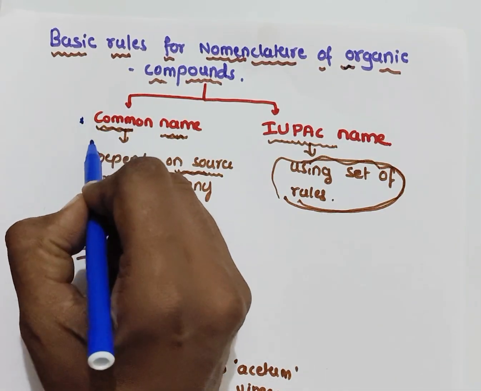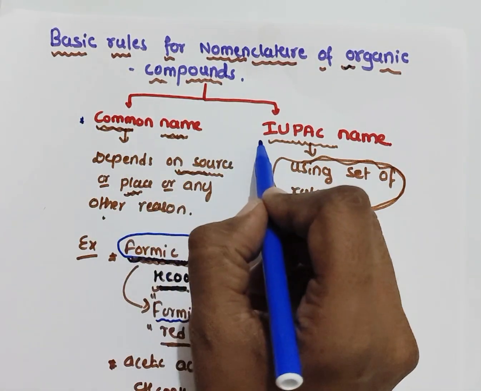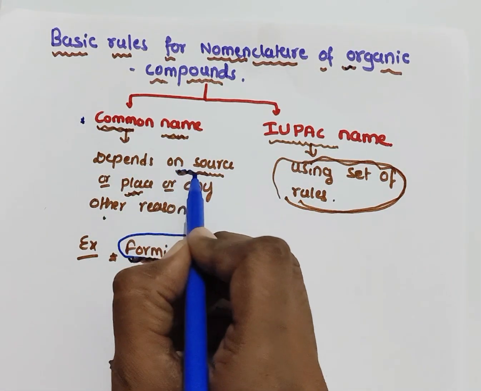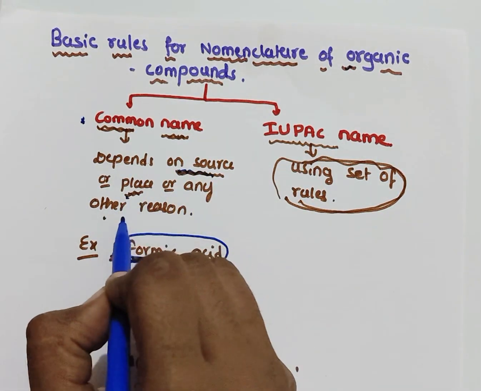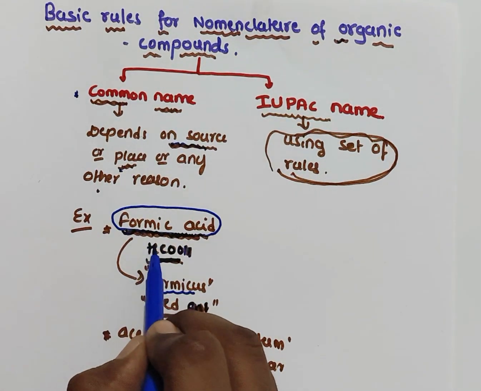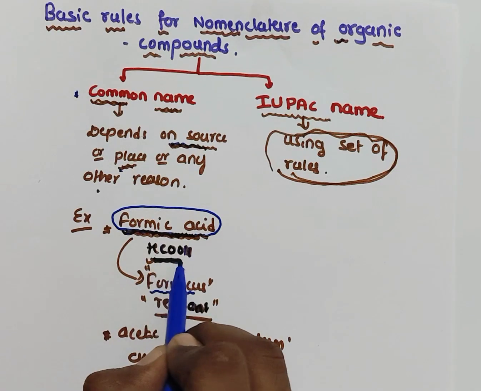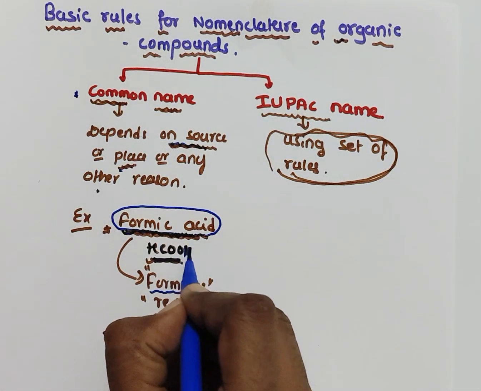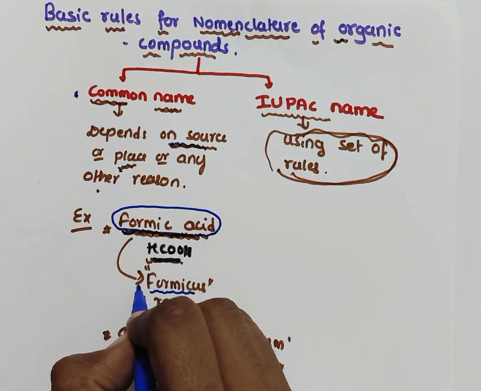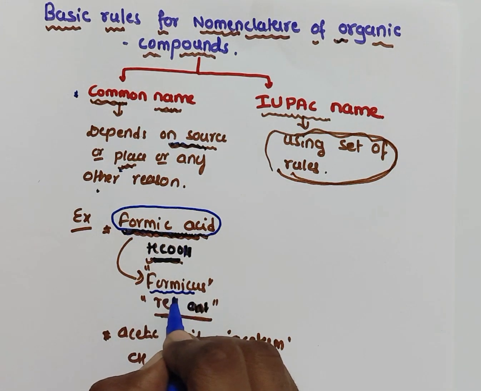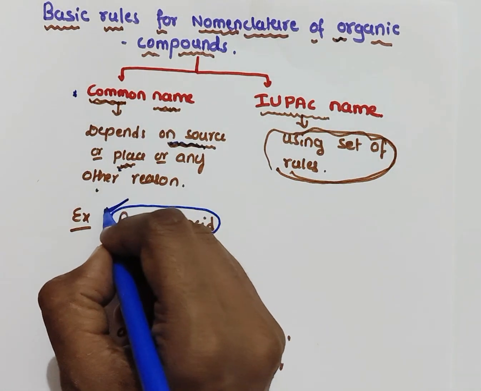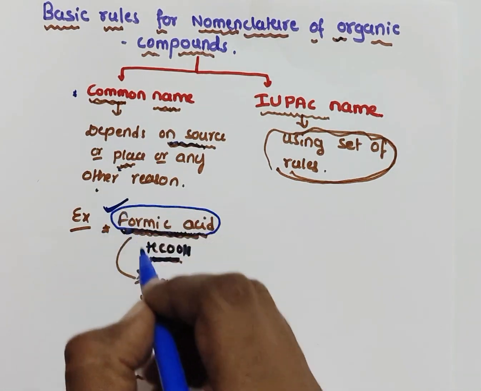There are two types of nomenclature, common name and IUPAC name. Generally, the common name depends on its source, place or any other reason. For example, take this compound HCOOH. The common name of HCOOH is formic acid. This formic acid is derived from the Latin word formicus, which means red ant. Means this name formic acid depends on its source.